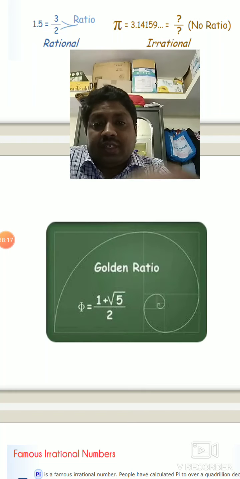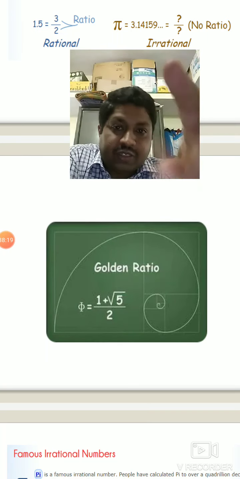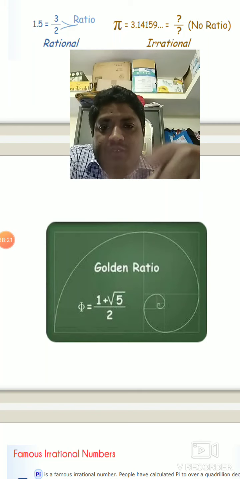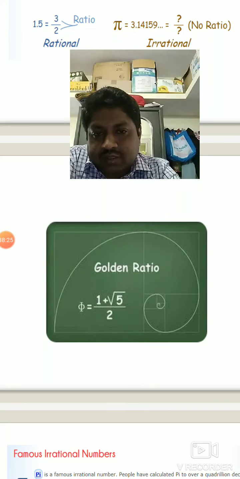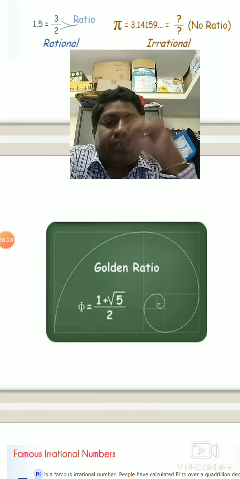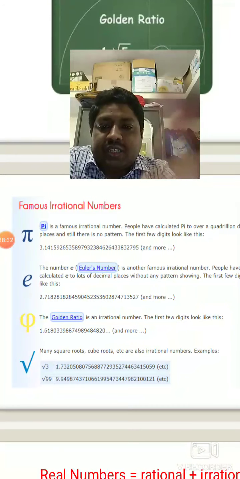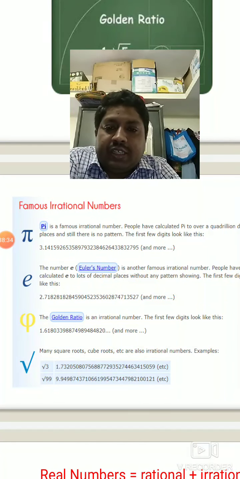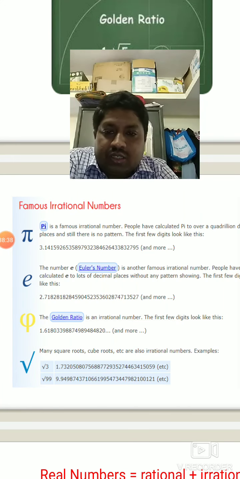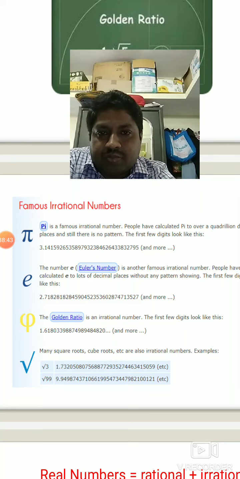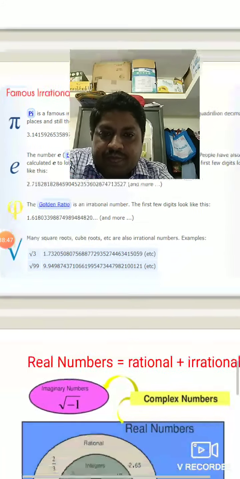In nature itself you can find the golden ratio. In sunflower seeds and all, the numbers 1, 2, 3, 5 and so on come. That is the golden ratio, a good example of an irrational number. So the famous irrational numbers are pi, e, the Euler number, the golden ratio, and the roots of all non-perfect squares. Got it, children? These are some examples of irrational numbers.